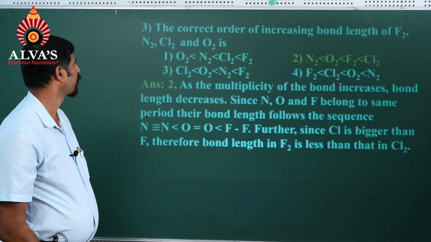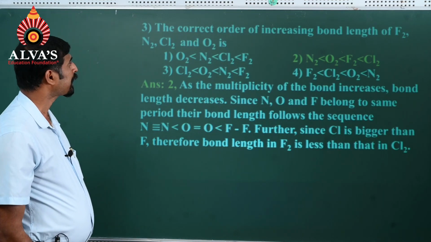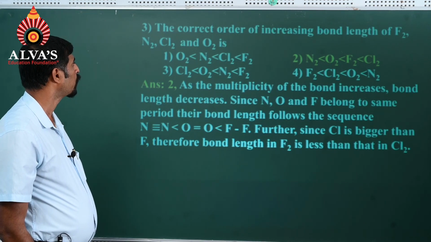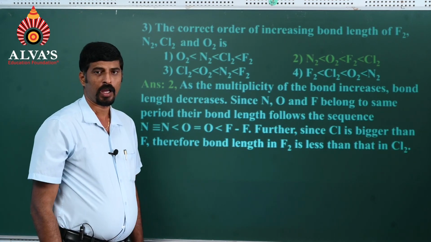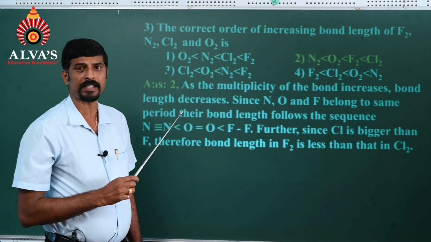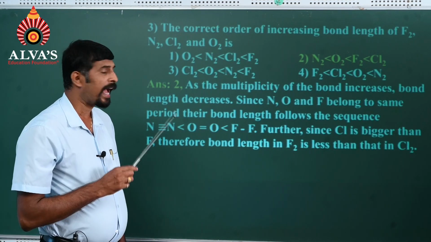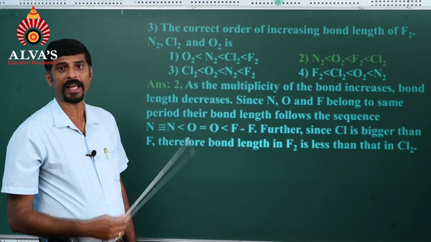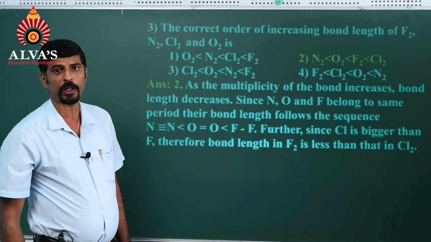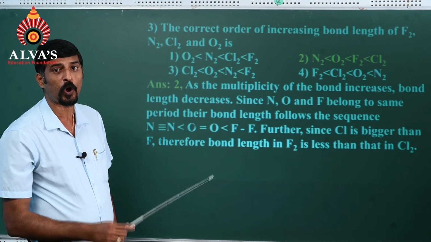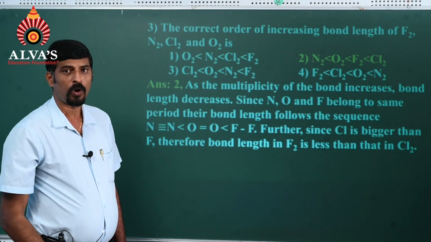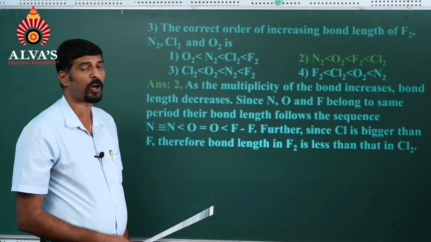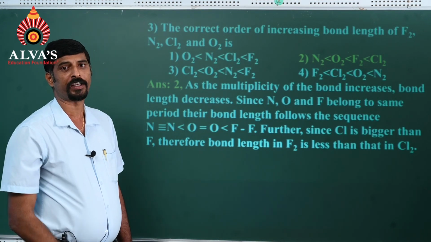Let's move on to question number 3. The correct order of increasing bond length of F2, N2, Cl2 and O2 is. Now, if you consider these molecules, nitrogen, oxygen, fluorine and chlorine are all diatomic molecules. As the number of bonds between the two atoms increases, that is called multiple bonds, the bond length goes on decreasing.